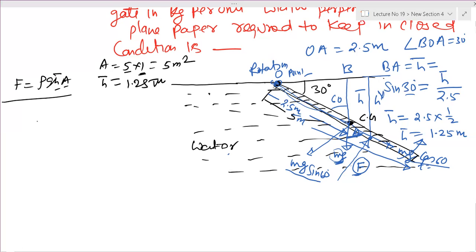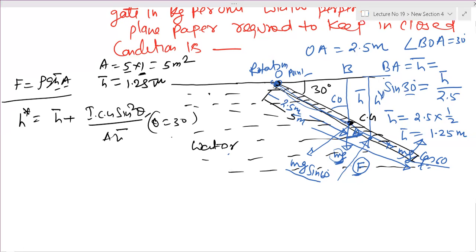Now try to calculate h star. H star is h bar plus I center of gravity sin square theta divided by A h bar. Theta is 30 degree. Theta is the angle made by the plate with the horizontal. I CG is b h cubed by 12.